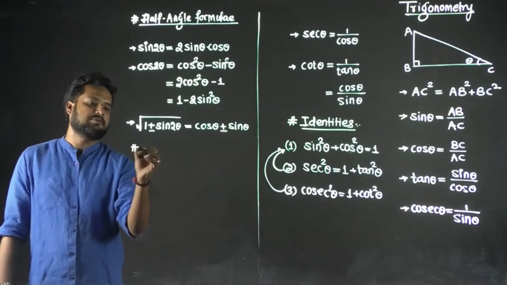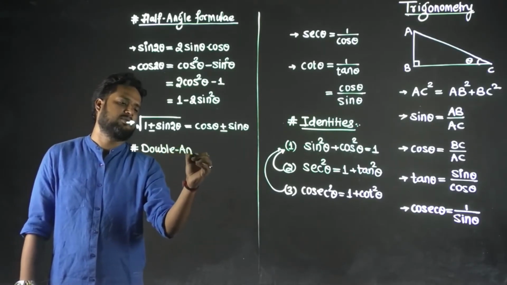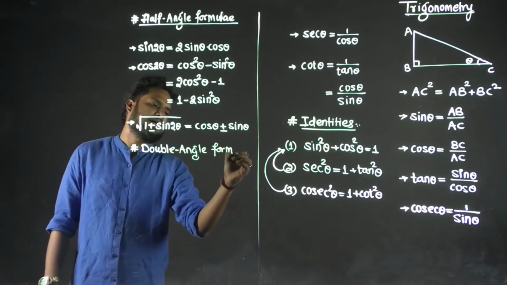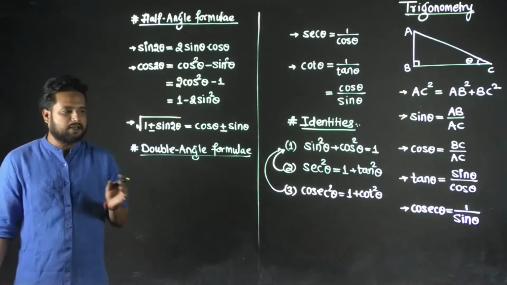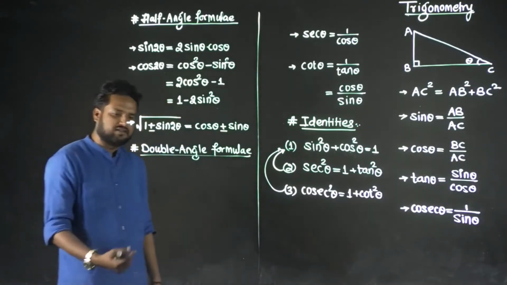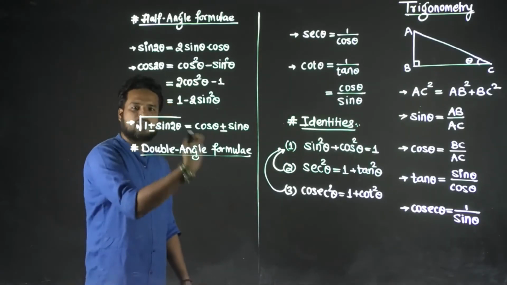Well, now let me consider the double angle formula. Now there's nothing called the double angle formula in your textbooks. This is the name given by us only, just for better understanding of students. Double angle formula means what? Just the opposite of the half angle formula. Meaning, on the left hand side if I have theta, on the right hand side I'm going to have double of that angle, which is 2 theta.